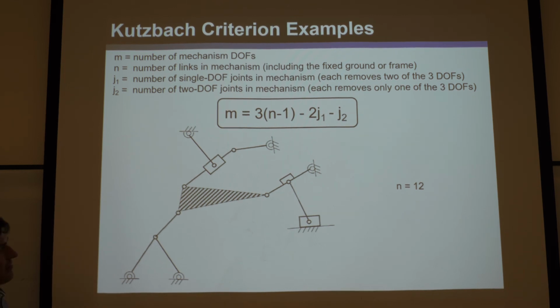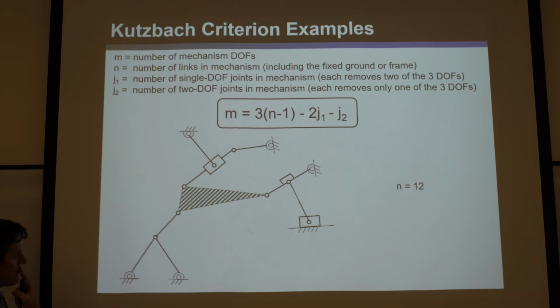All right, so how many J1s are there? How many single degree of freedom joints? Remember, it has nothing to do with lower or higher pairs. It has nothing to do with surface area or point or line contact, nothing. It has everything to do with the number of degrees of freedom that the joint achieves, okay?